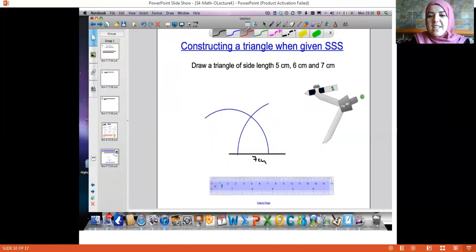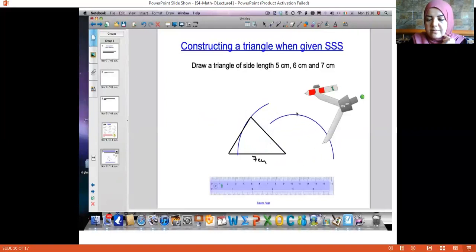Now, the point of intersection of those two arcs is the third vertex. And now I join this vertex with the endpoints, and one till the other endpoint. Okay, and this is the triangle. Now you can remove the arcs. You can erase the arcs if you want. Take them away. Okay.